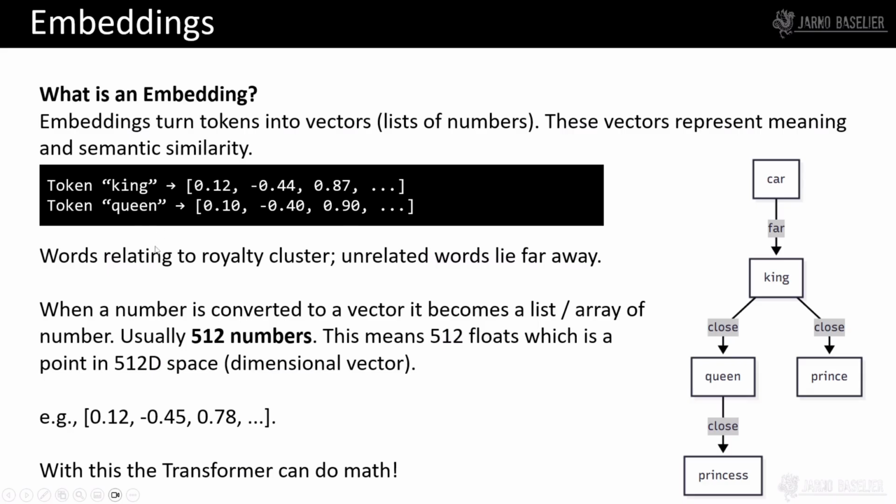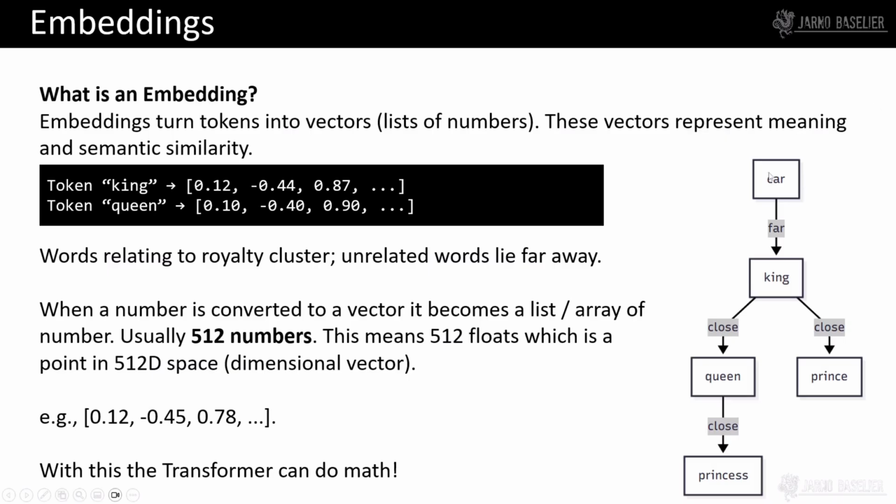When a token is converted to a vector, it becomes a list or an array of numbers. Usually 512 numbers. This means 512 floats, which is a point in a 512-dimensional space, a 512-dimensional vector. And here we see a short example of such a vector. And with these vectors, the transformers can do the math.